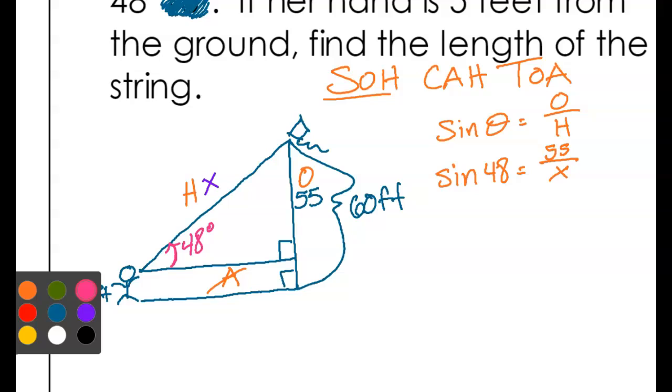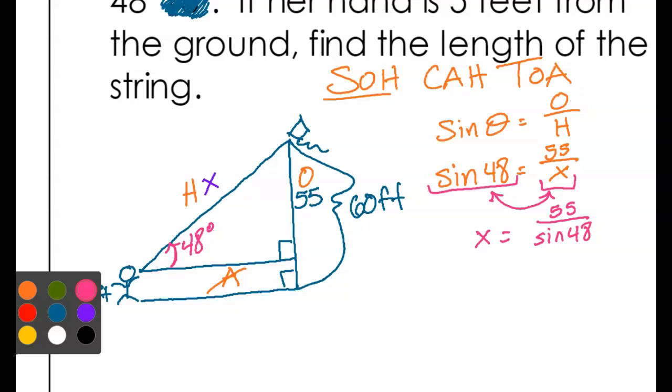Multiply both sides by X, yes. So if we multiply both sides by X, X goes over here. And what do we do to get the sine of 48 off of the X? Divide by sine of 48, yes. So remember I told you a little trick you can think in your head. Anytime your variable is in the denominator, you just switch what it's equal to with your variable. So X comes out front, and sine of 48 is now in the denominator.